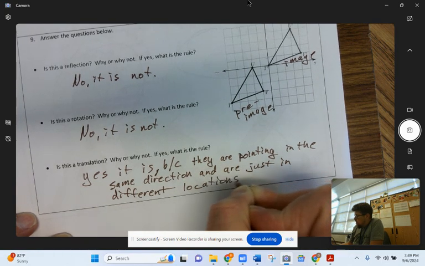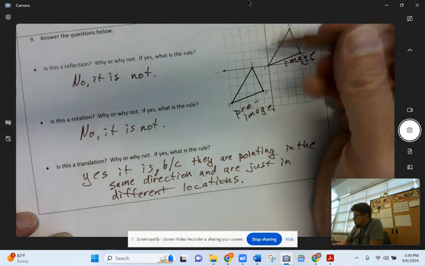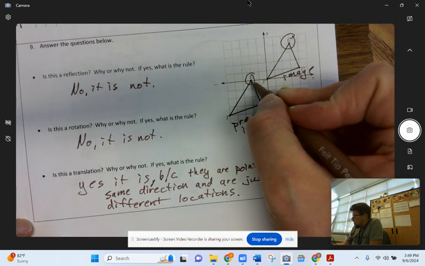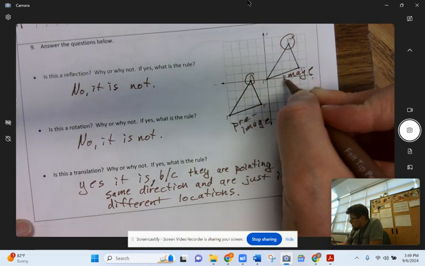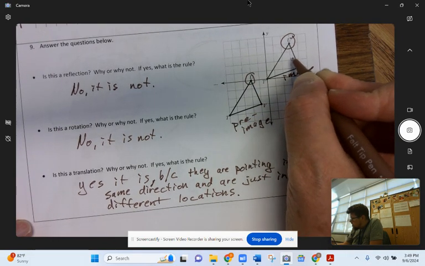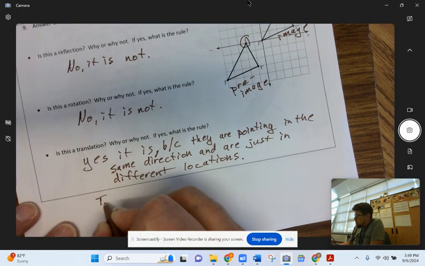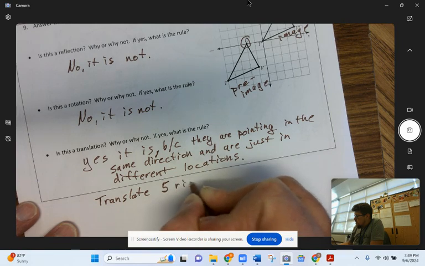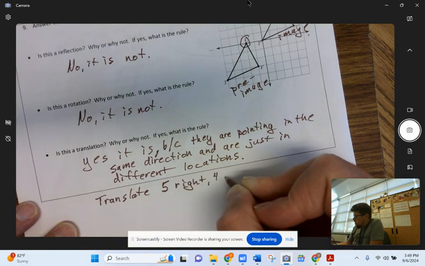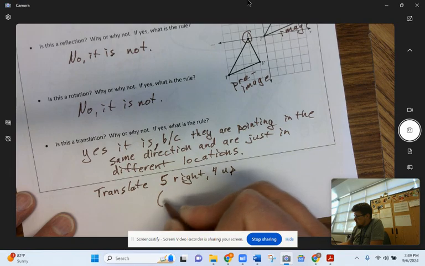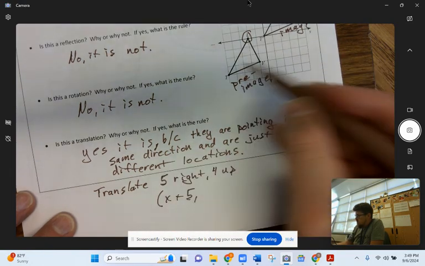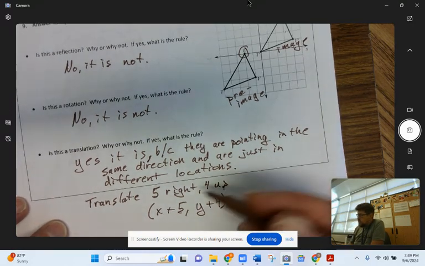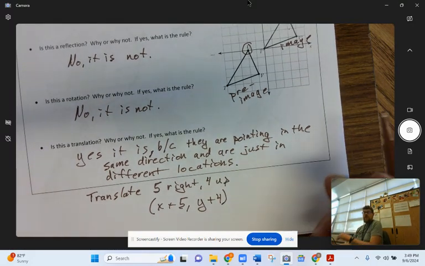Okay, now the rule is basically we go from point to point. So if I take a look at point U and I compare it to point U prime, I would have gone 1, 2, 3, 4, 5 right, and then up 1, 2, 3, 4. So it would have translated 5 right and 4 up. You could also say this as x plus 5, because that's on the x-axis, that left and right, or y plus 4. Two different ways to write that. These are both valid answers.